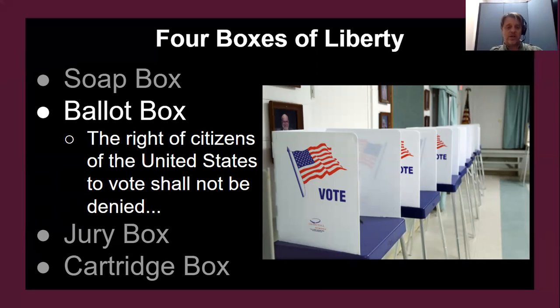Every 2 years, the entire House of Representatives is up for a vote. Every 2 years, 1/3 of the Senate. Every 4 years, the president is up for a vote. So that's one way we can do it.